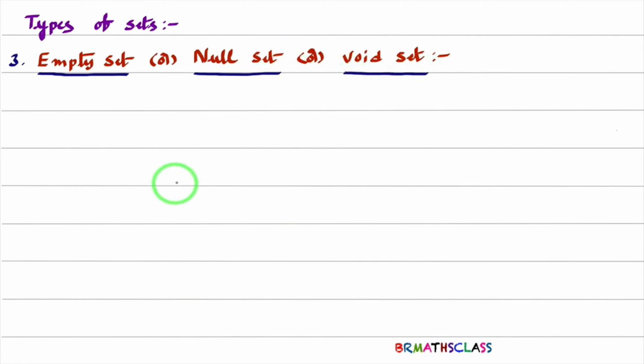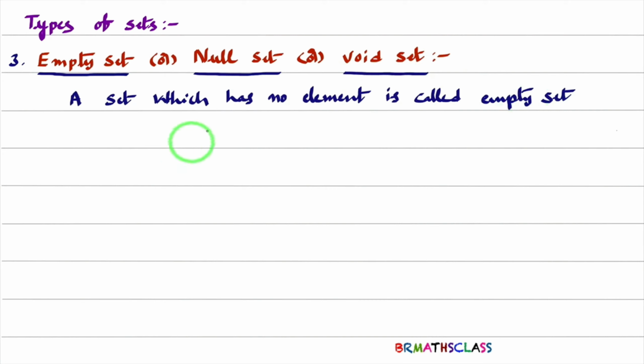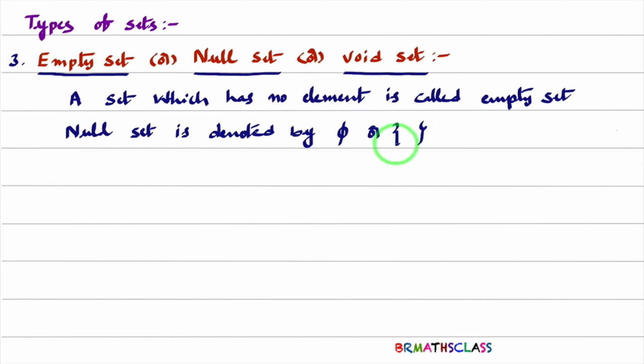What is an empty set? A set which has no element is called an empty set. Empty set is also known as null set. And this null set is denoted like this: phi, or we will write just simple empty brackets and we won't write anything in between.